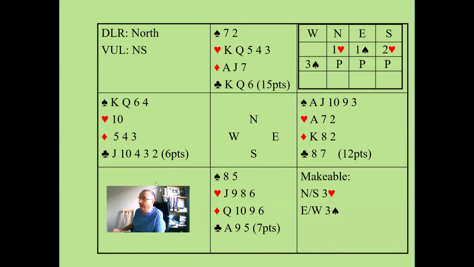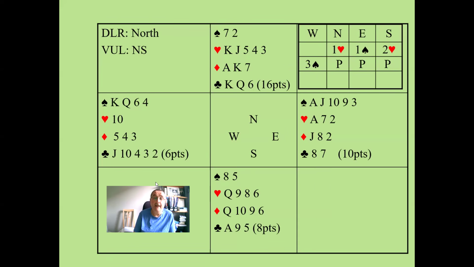On this particular layout, it turns out that both sides can make 9 tricks. So with best possible play and best possible defense, North-South can make 3 hearts, whereas you can make 3 spades. So here, if you're able to get it in 3 spades, that's a good result for you.